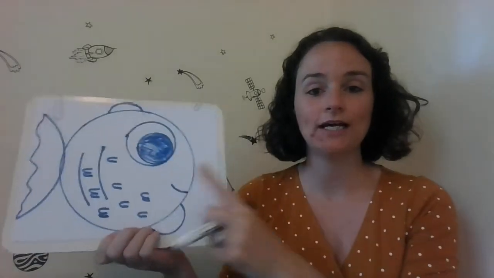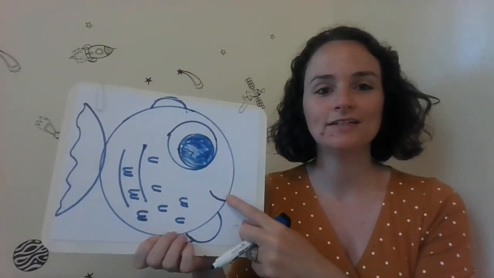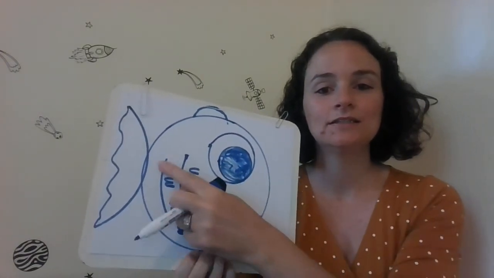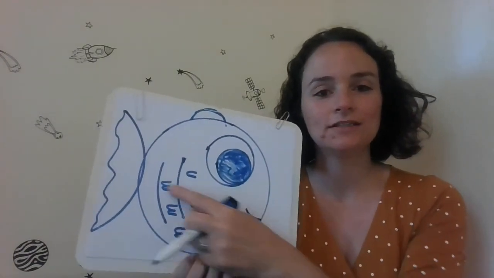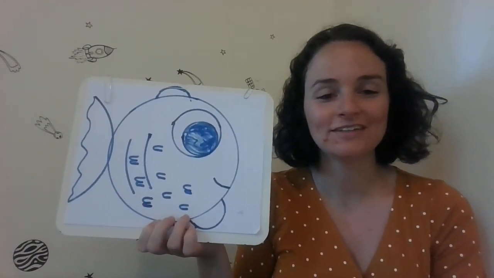So our fish has eyes, a mouth, fins, gills, and scales to help him stay alive and healthy under the water.